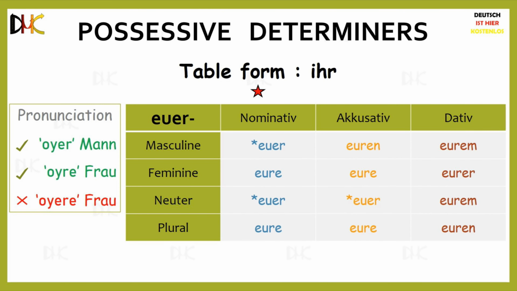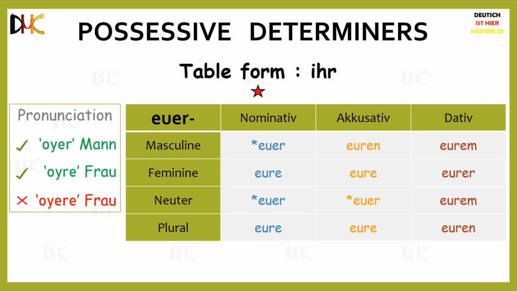Now this last one is not straightforward. The possessive determiner of ihr, meaning you in plural, is euer. The difference here is that when you add an ending to the base form euer, the letter E that precedes the letter R is eliminated. For example, in the feminine nominative case, we have eure. We add the letter E to the base form as usual, just like mein becomes meine. But since we are adding something to the base form, you have to remove the second last letter E from the base form. So it is pronounced eure and not euere.